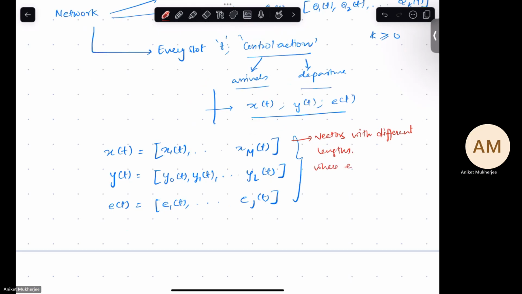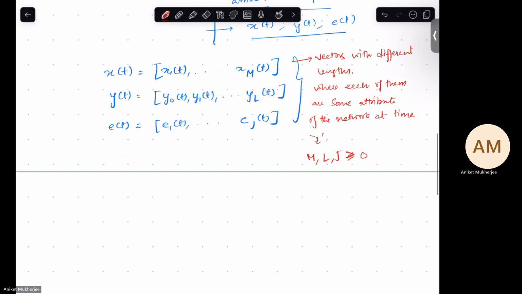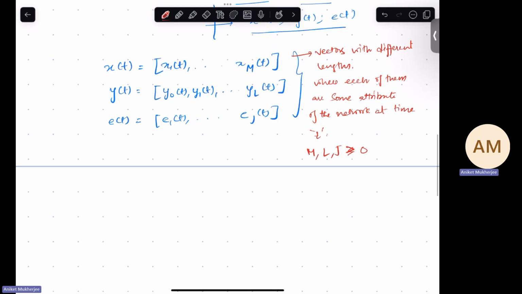Where each of them are some attribute of the network at time t, right? And M, L, and J are non-negative integers. The attributes themselves can be positive, negative.